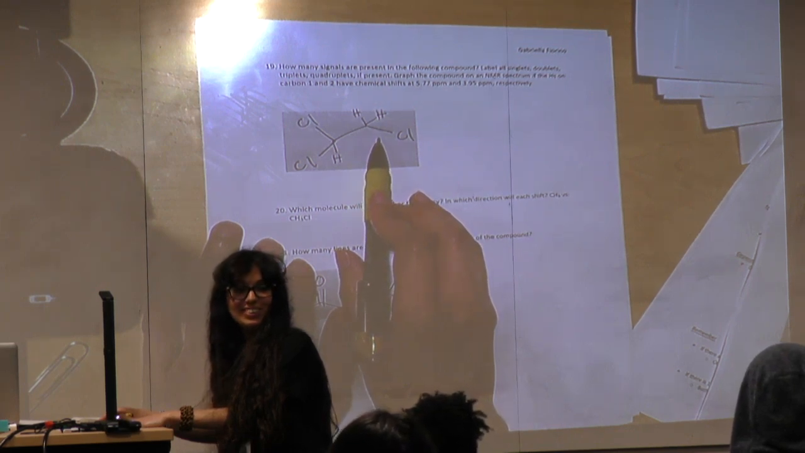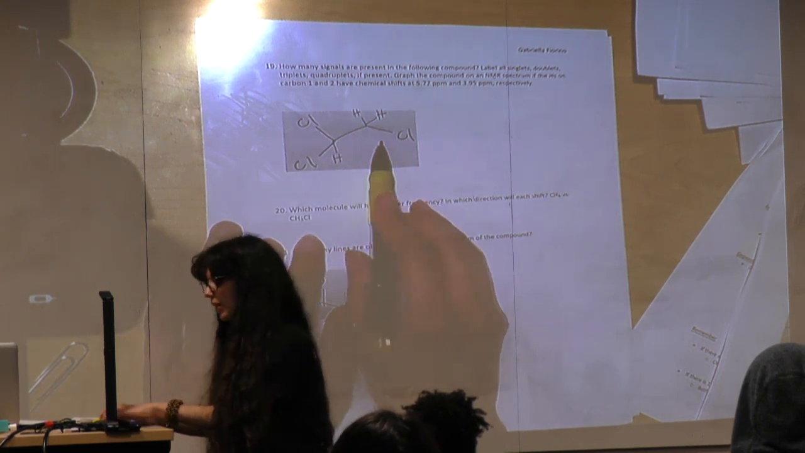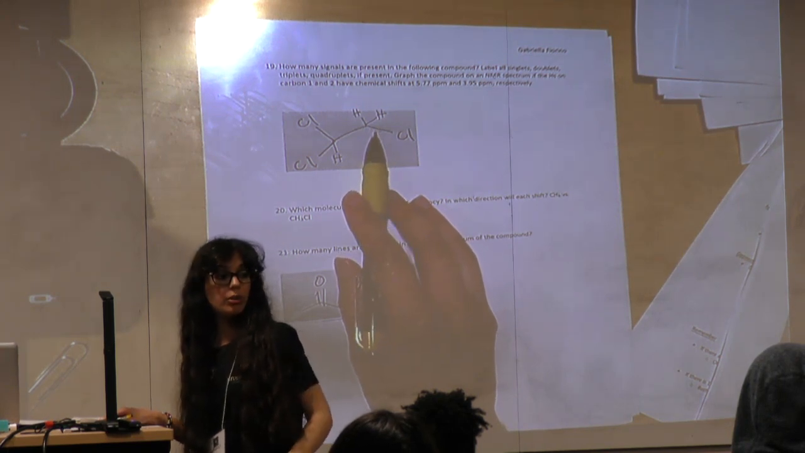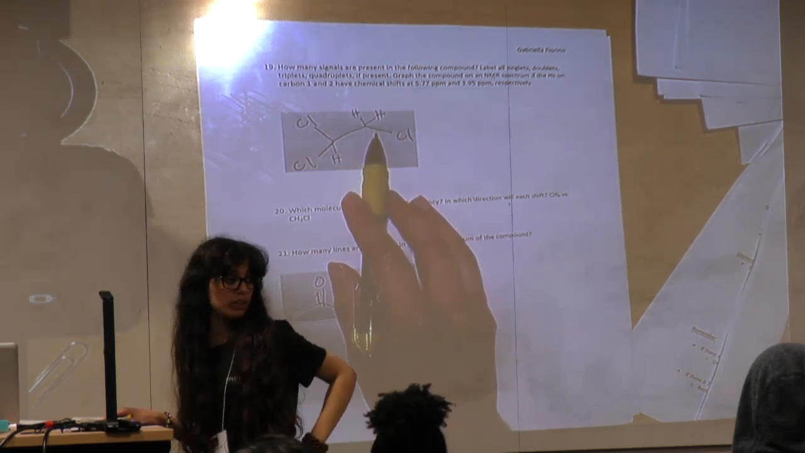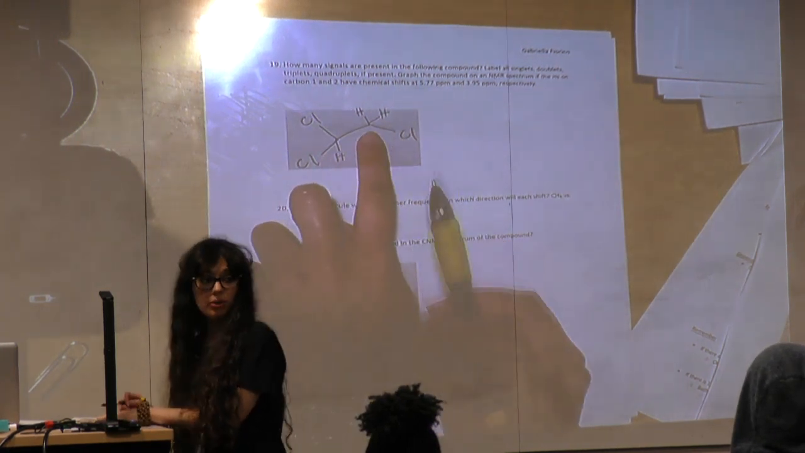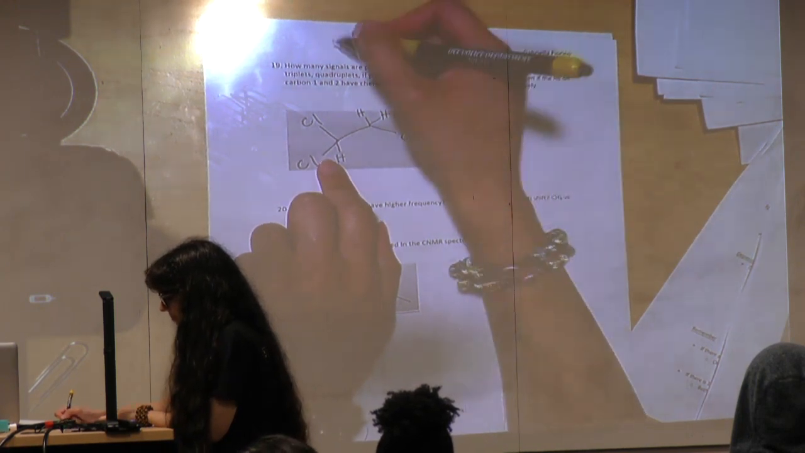Are you sure? They're in the plane, right? Because they're terminal. These are terminal hydrogens. You don't put terminal structures on dashes and wedges. So be careful. Everyone sees how this is terminal? No? Okay, I could draw it.